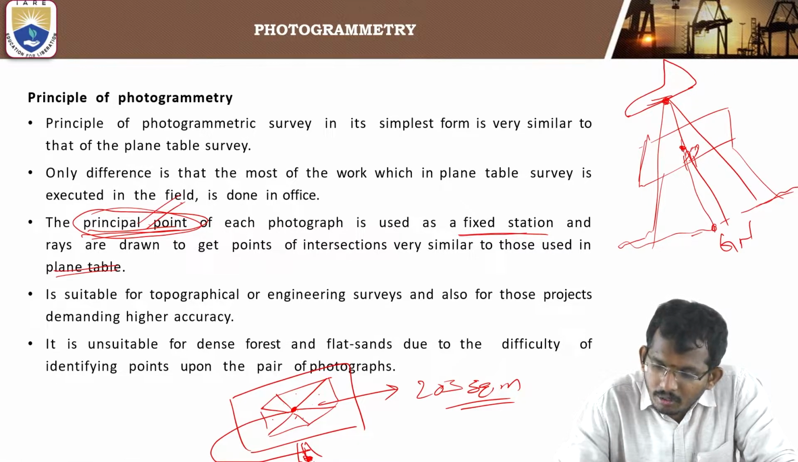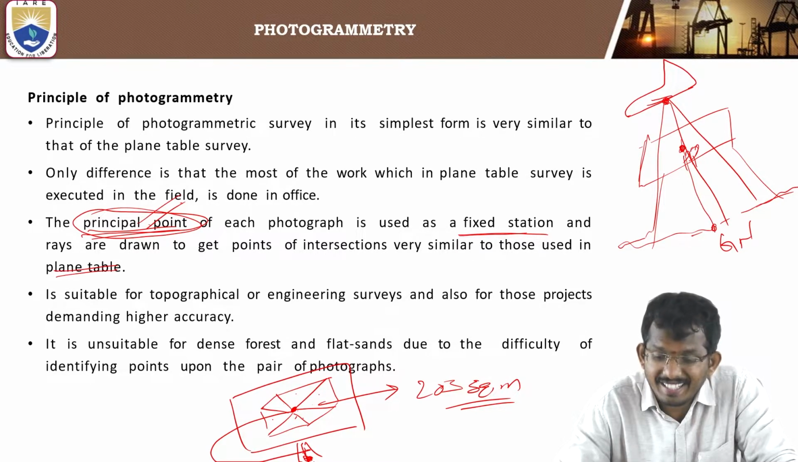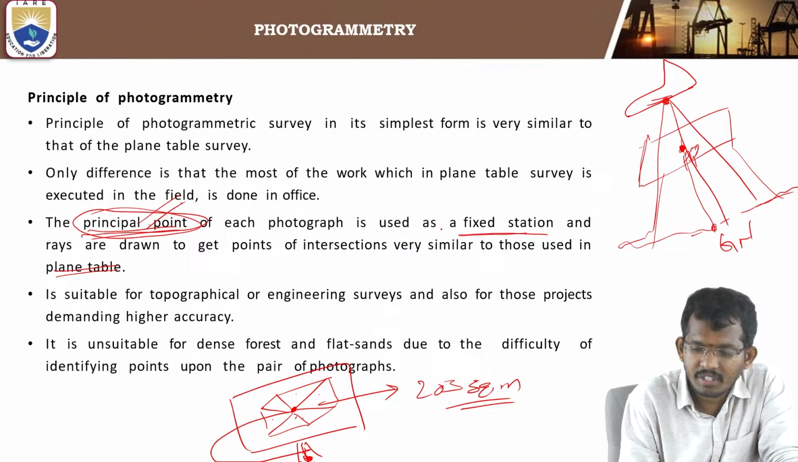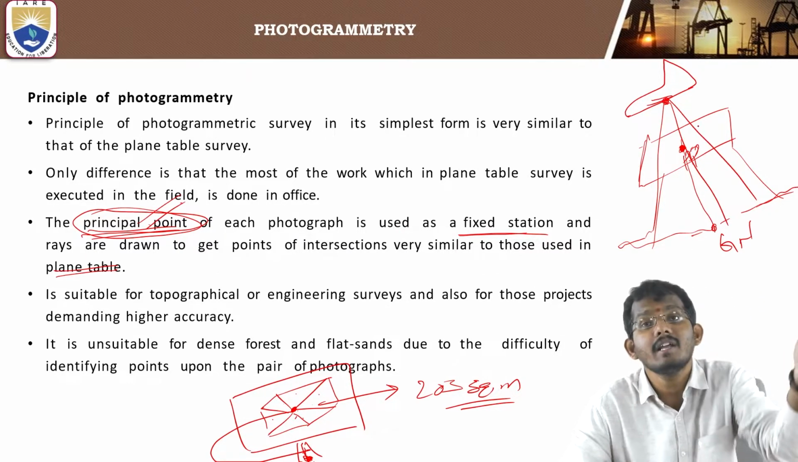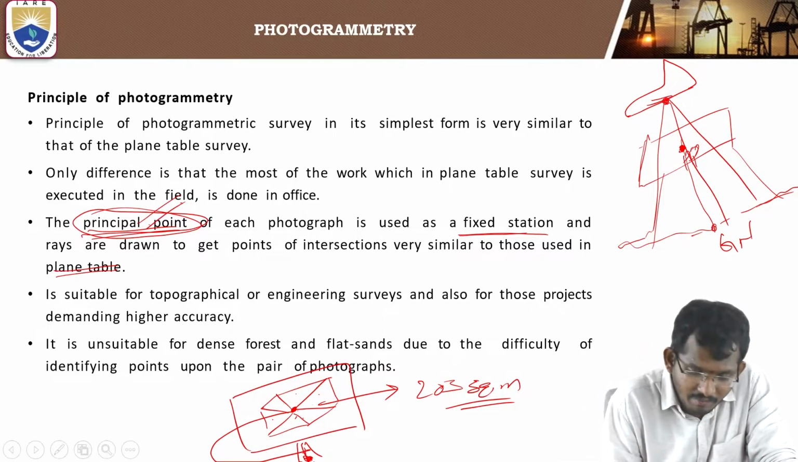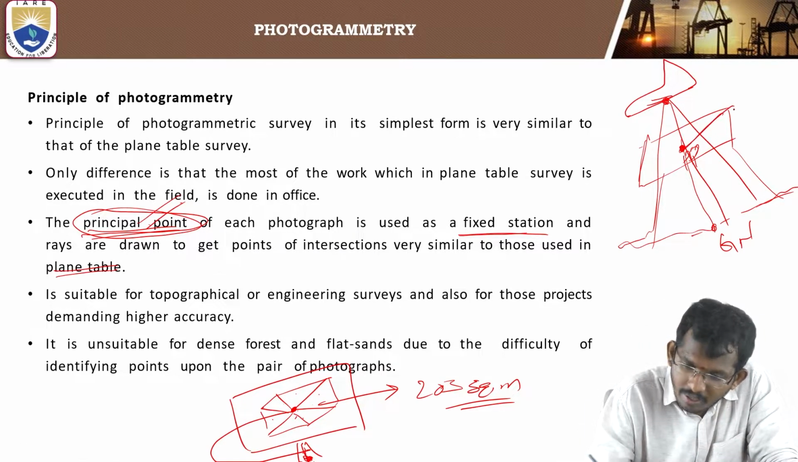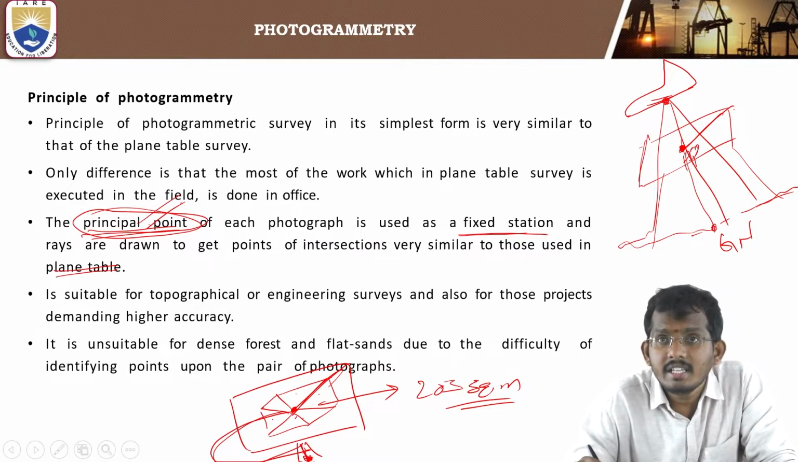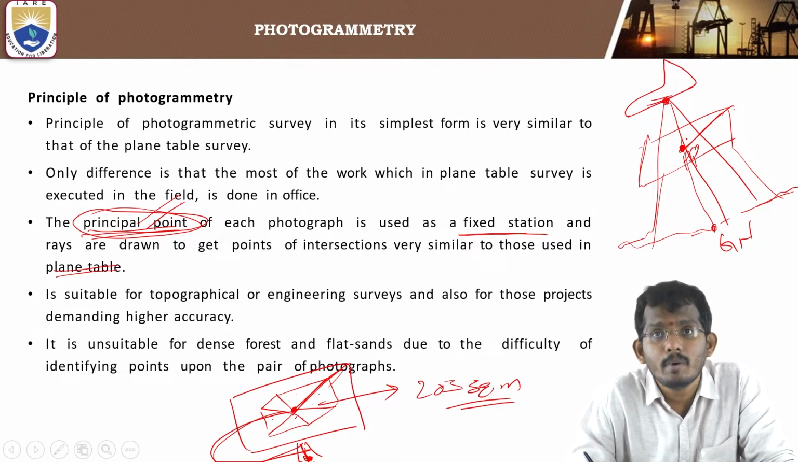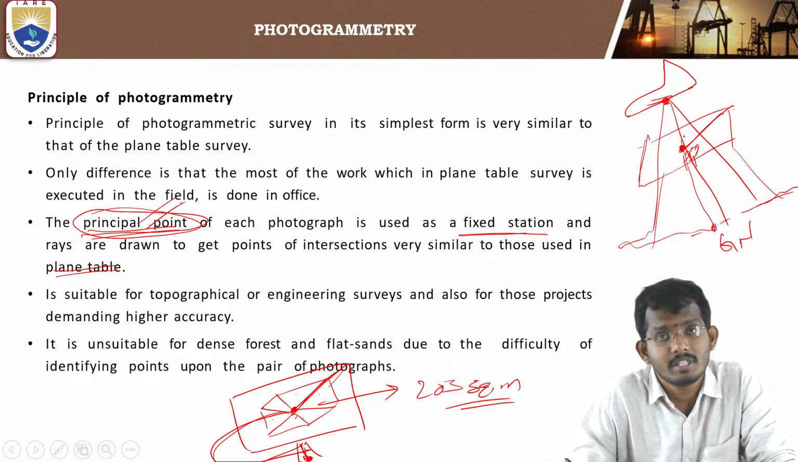So there is a point on the photograph and a point on the ground. This point on the photograph is used as a fixed station, and rays are drawn to get the point of intersection, very similar to plane table surveying. In plane table surveying, we take a centering point using a plumb fork, whereas in photogrammetry survey we take the principal point.